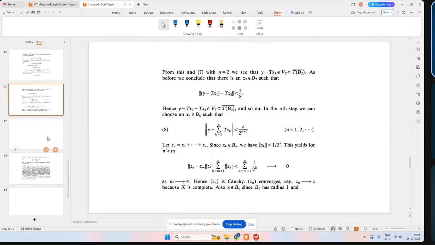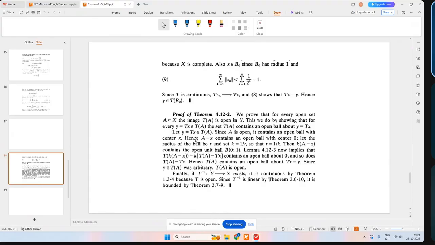This part I am leaving as a reading assignment. You can read it yourself. Now we come to the proof. The proof of the main theorem becomes very simple the moment you have the two preparatory lemmas.